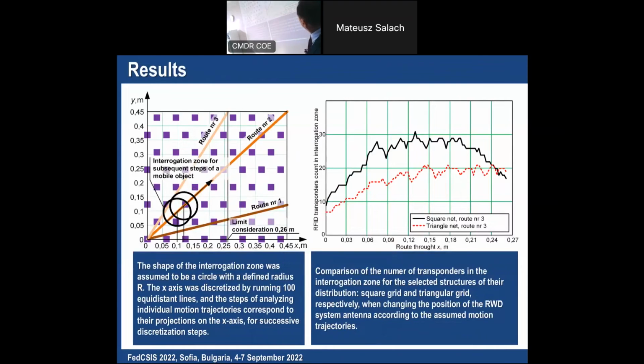But as you may see, the square grid turns out better in terms of reaching the larger number of transponders. The density then may be better, and as the result, we have more information that we can get or put into the transponders. So in terms of efficiency, this is very important.